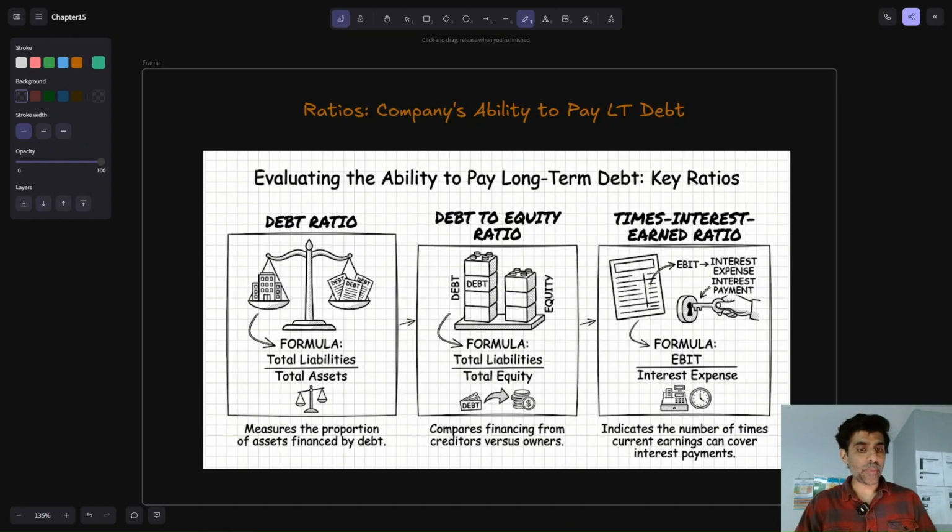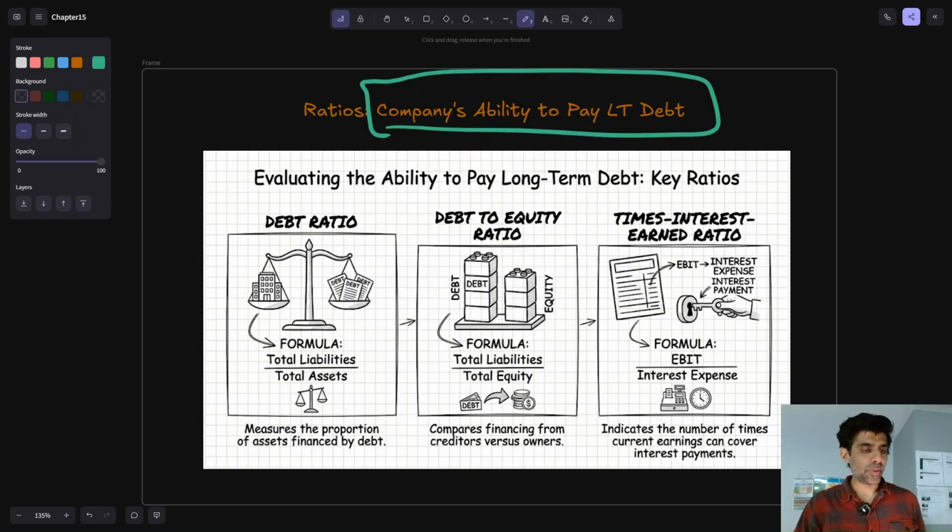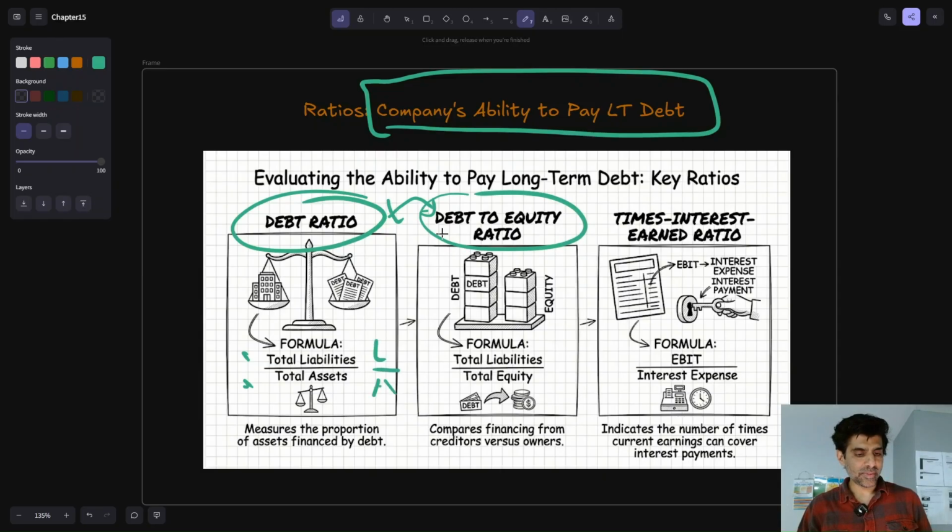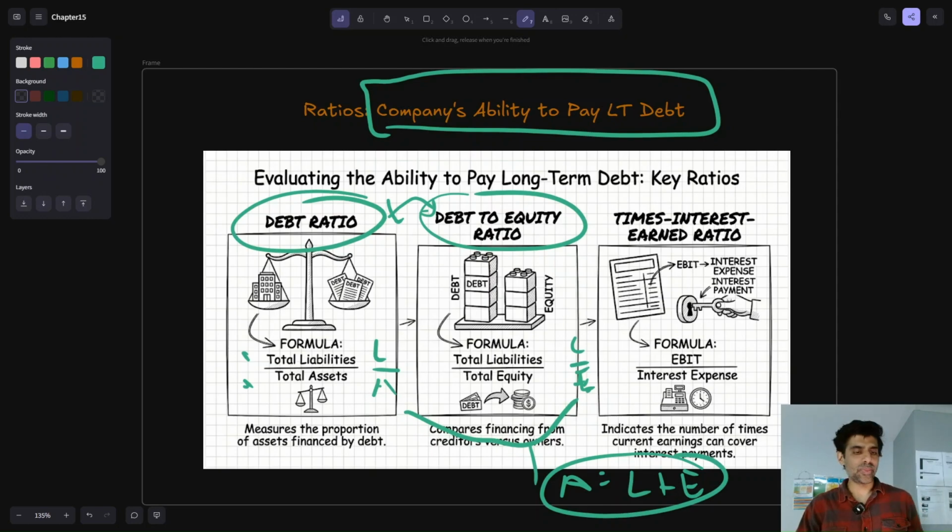Ability to pay off long-term debt. This is another theme related to leverage. So the debt ratio, which was total liabilities divided by total assets, is actually related to debt to equity, because remember, this is L over A, this is L over E, but we know that L, E, and A are all related because A equals L plus E. So they're all related. There are different ways of showing how much leverage there is on the balance sheet. It's not like they're saying two separate things. It's a different formula, but they're related to each other.